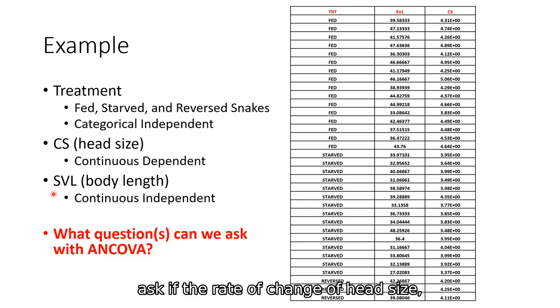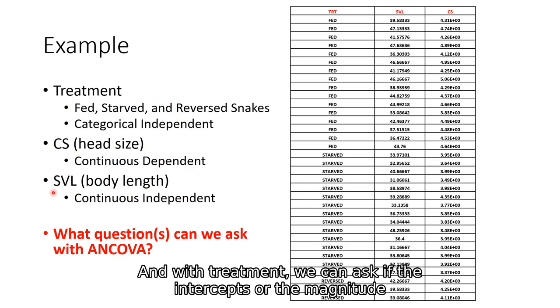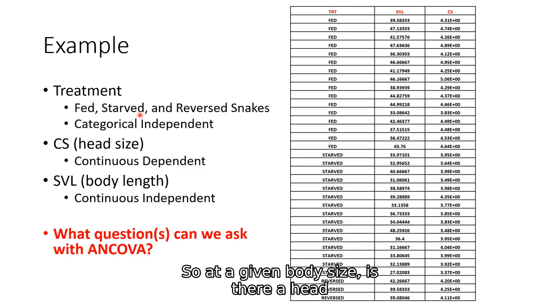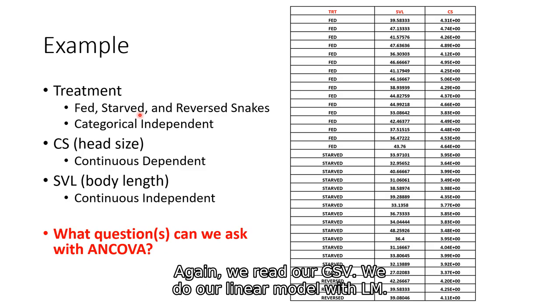With the interaction of treatment and SVL, we can ask if the rate of change of head size as body size changes is different between the treatments. And with treatment, we can ask if the intercepts or the magnitude is different among treatments. Okay, so at a given body size, is there a head size difference among treatments, right?